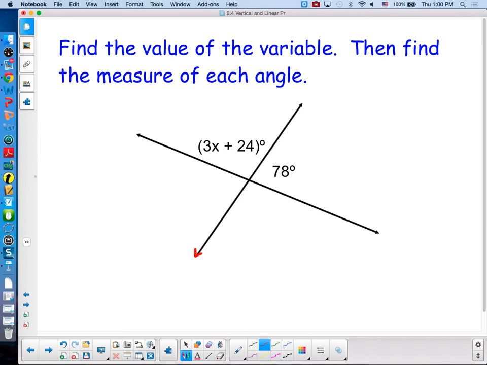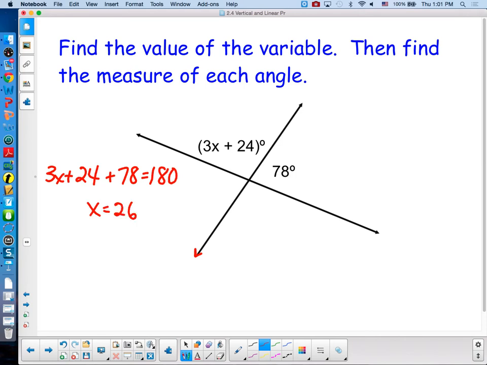How did you set up the problem? Tiara, how did you do that? I did x plus 24 degrees plus 78 equals 180. So she did it right. She added them together because it's a linear pair. Okay, and when you solved it, x was, was it 26 or 24? 26? Okay.